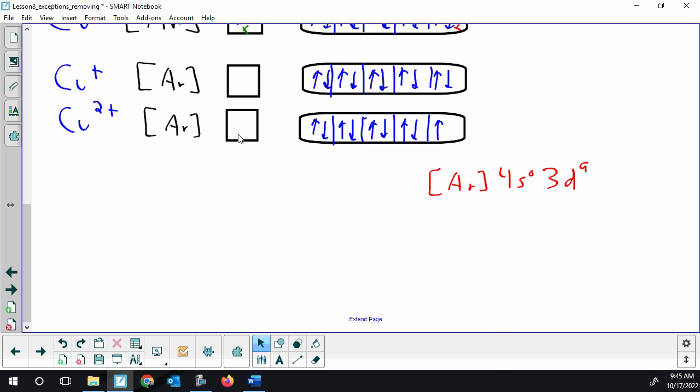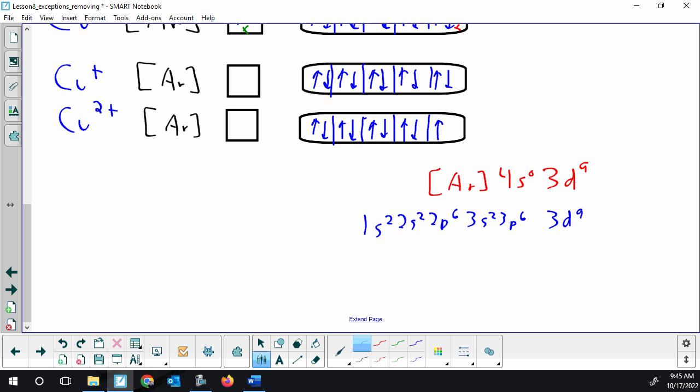So instead of argon, you could be going 1s2, 2s2, 2p6, 3s2, 3p6, and then do the 3d9. Both of these will get you a point on the AP exam. Why would you want to write out the whole thing when you could use the previous noble gas core, save time, and prevent a mistake? Okay. AP questions are marked binary. So either you've done it correct and you get a mark, or you've not done it correct and you don't get a mark.